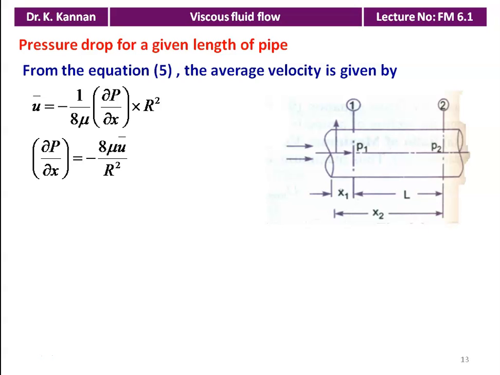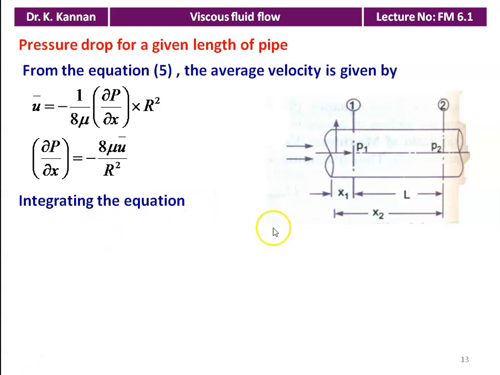The average velocity is given by u bar equals minus 1 by 8 mu dou p by dou x into R square. From this equation, rearranging, dou p by dou x equals minus 8 mu u bar by R square. Now we consider the pipeline, where we have section 1 and section 2, and we calculate the pressure drop between the two sections. At section 1 the pressure is P1, at section 2 the pressure is P2, and the length between them is L.